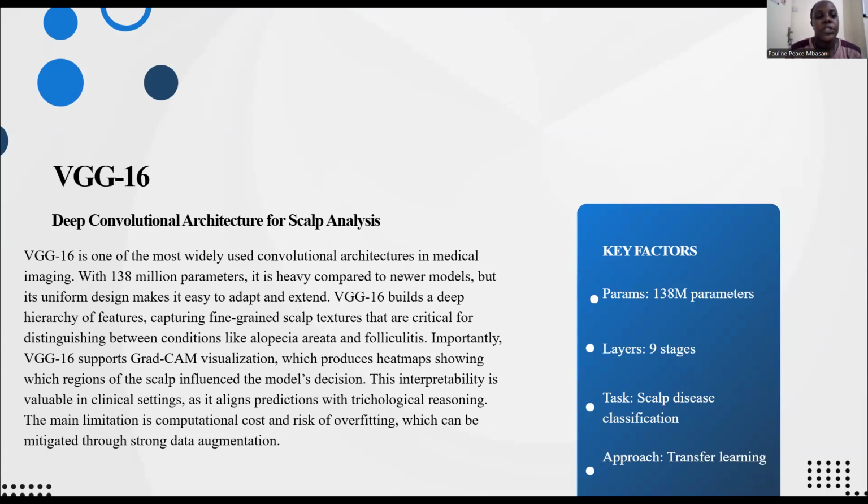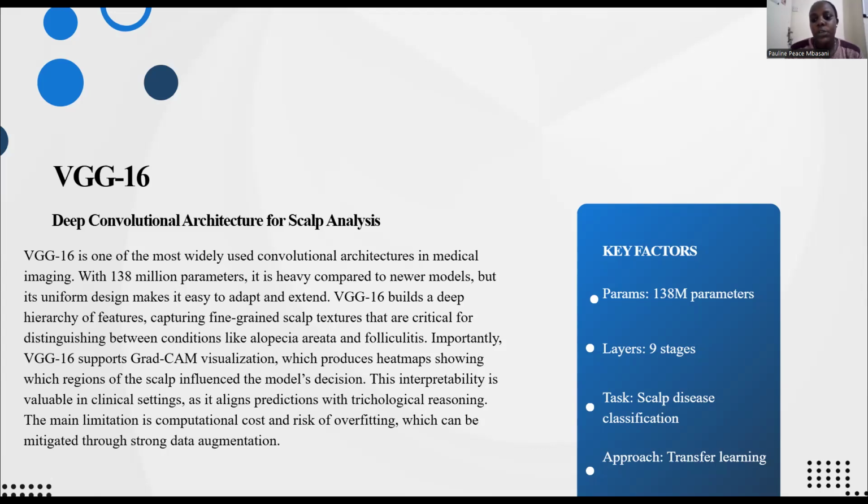My next model is VGG-16, which has a deep convolutional architecture that is heavier than EfficientNetB3. For this model, we have a technique called GradCam. It's a visualization technique that produces heat maps, and these heat maps show exactly which regions of the scalp image drove the model's decision. So for this model, we are looking at the reasoning behind why the model made a specific decision.